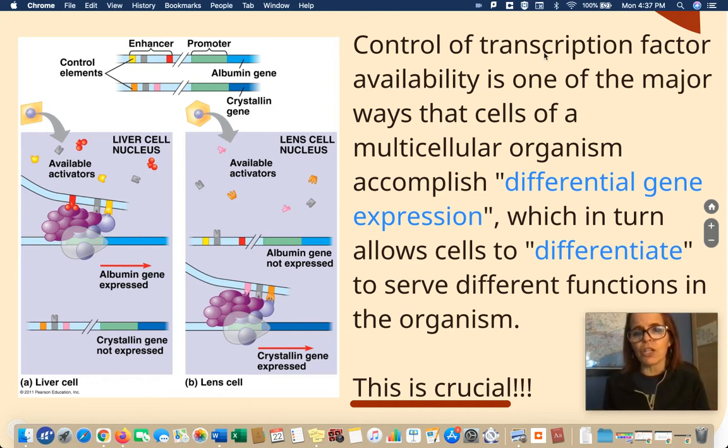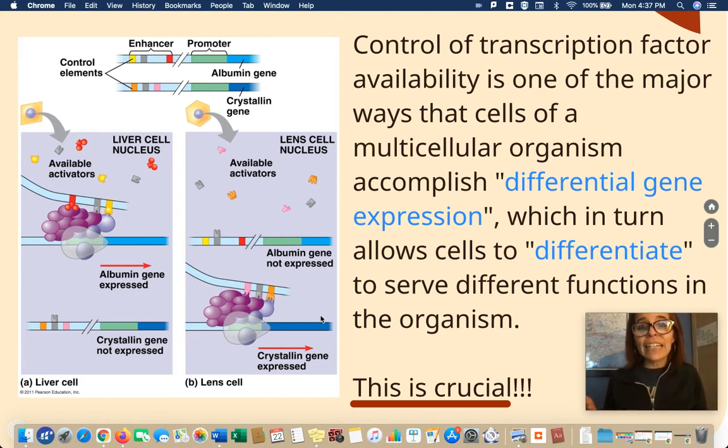Control of transcription factor availability is one of the major ways that the cells of a multicellular organism accomplish differential gene expression, which in turn allows cells to differentiate, which just means that from one package of DNA, you can form skin or liver or any other cell in the body. So then they can serve different functions in the organism.